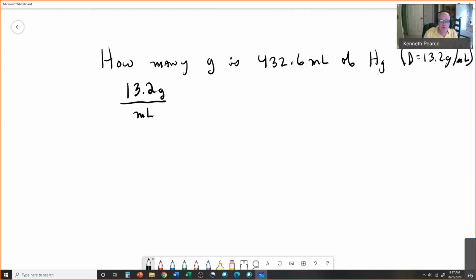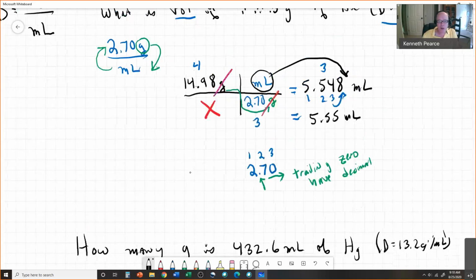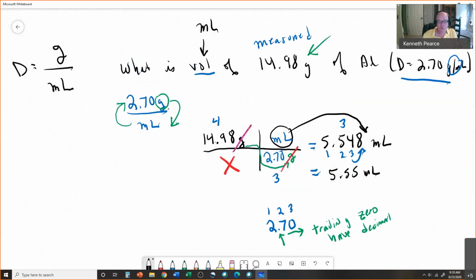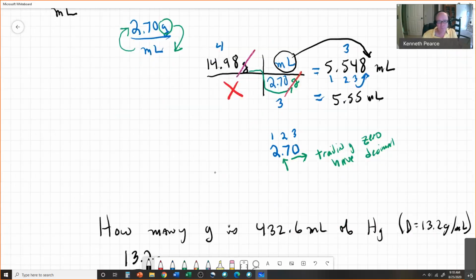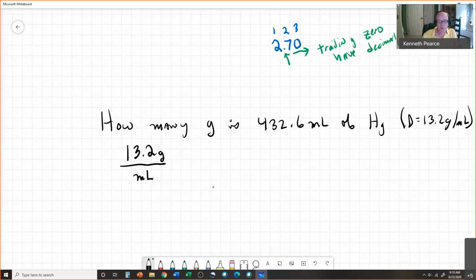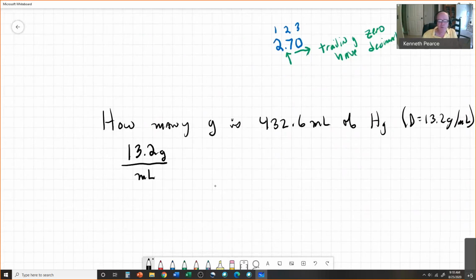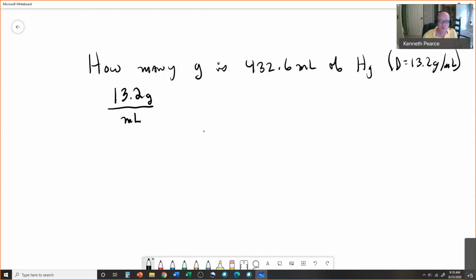You're going to have to use it anyway, but the reason why we copy it is so that we make sure that the grams is on top and milliliters is on bottom when we do a density. Now, if we have to flip it over, we will, just like we did on this problem right here. What did we have to do? We had to take that 2.70 grams over milliliters and flip it over to get it to work. So now I'm looking for grams from milliliters. And so once again, we have to decide what's our measured number.